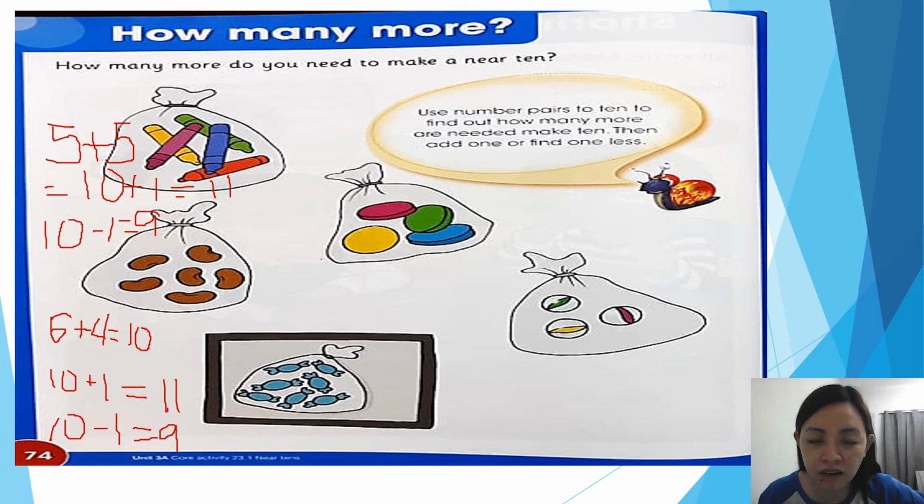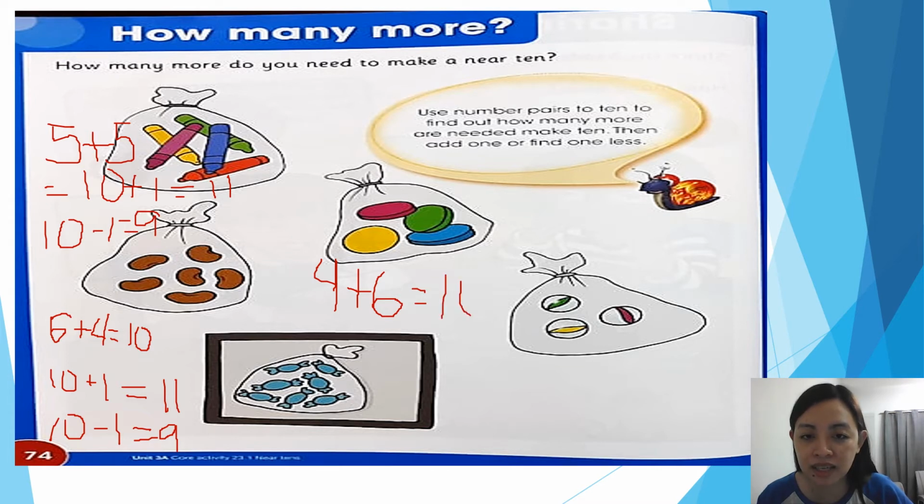Okay, so there are 4. Now, what number should be added to 4 in order for you to have 10? So what will be the number pair of 4 to make 10? Okay, the correct answer is 6. So 4 plus 6 is equal to 10.